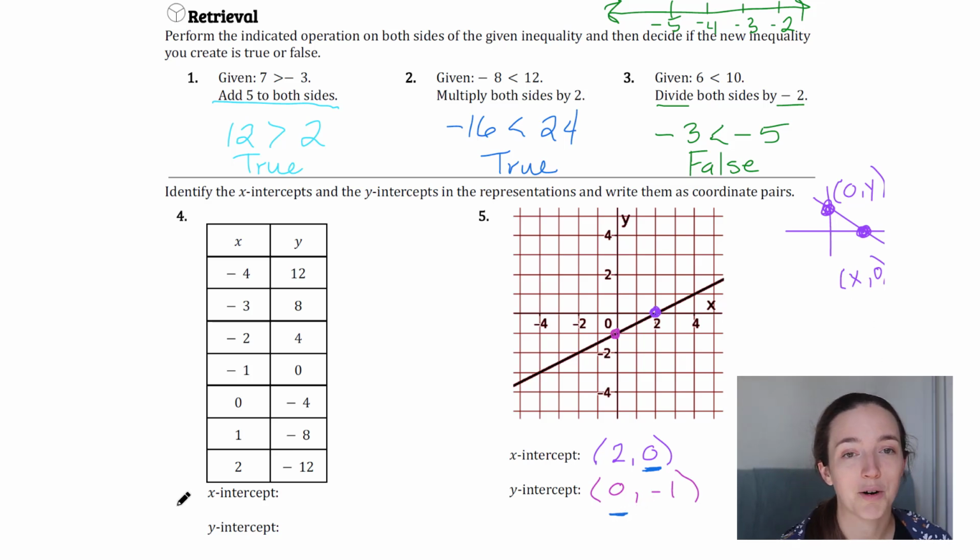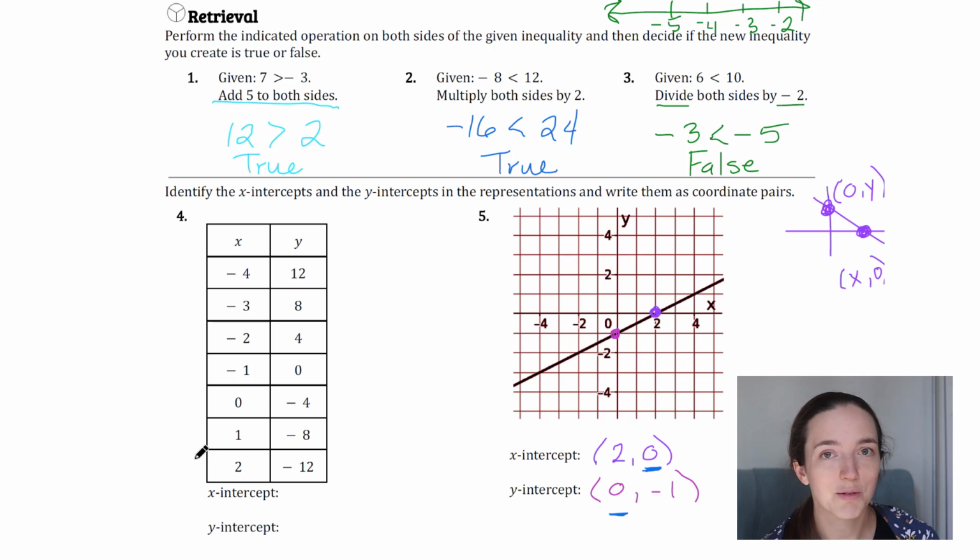So now if we go backwards to number 4, basically what we're looking for is zeros in the x and the y sides of the table. So I see a 0 here, and I see a 0 here. So if we think about where those are on the graph, -1, 0 would be here. Okay, the x value is -1. And the y value is 0. So that's our x-intercept, -1, 0.